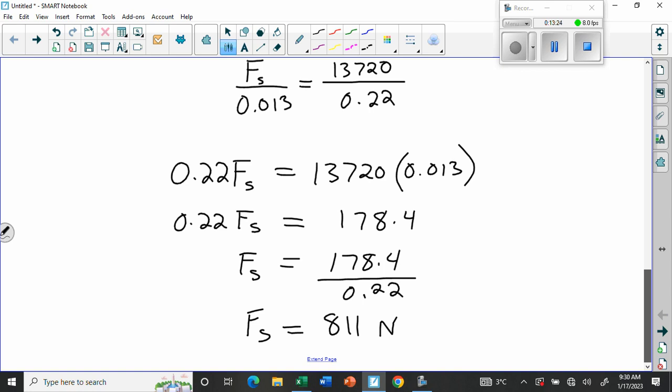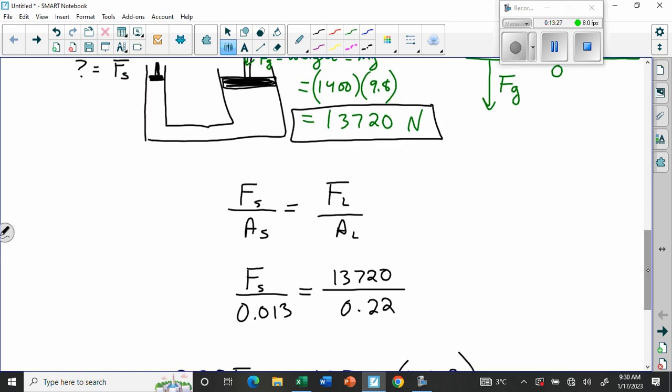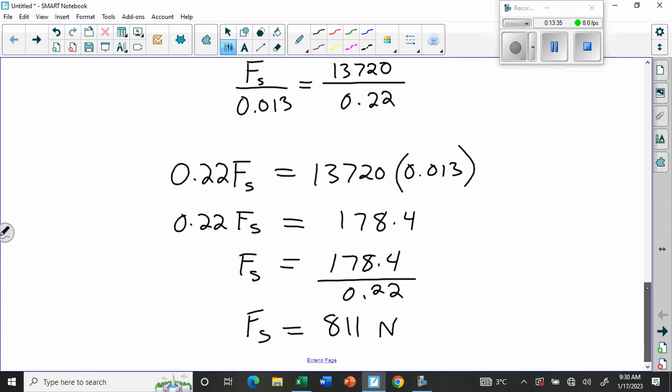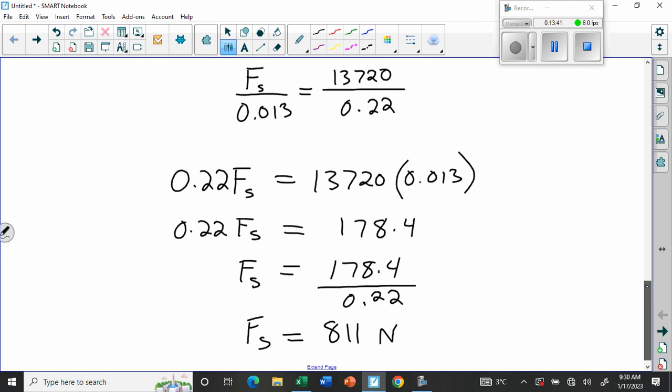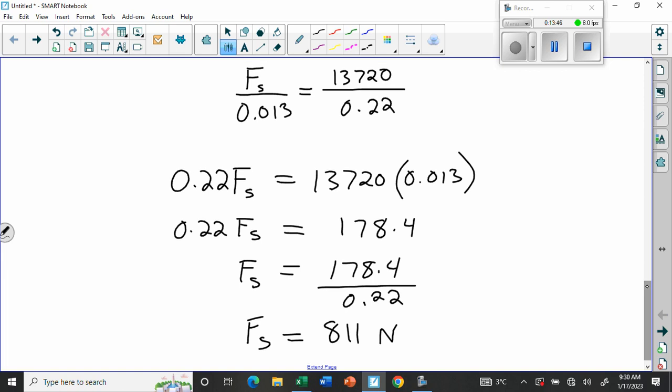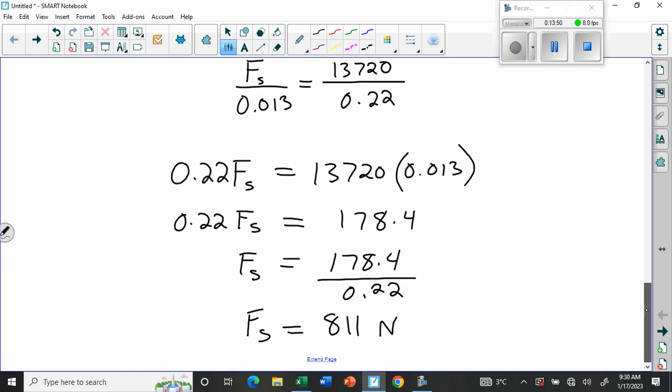So in order to lift a car that would normally require this much force, that's the weight of the car, we're able to lift it with only 811 newtons of force. That's much less. And that's because of the difference in the areas and the fact that the pressure has to be the same. Pascal's principle. Okay, let's ask ourselves some other questions.